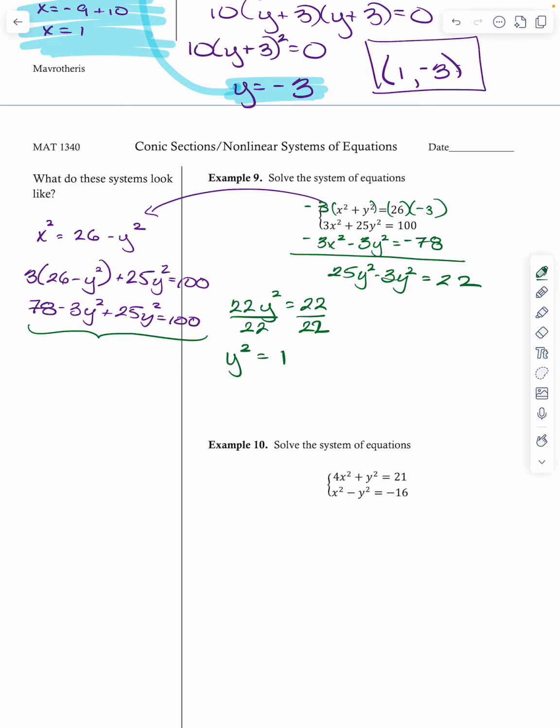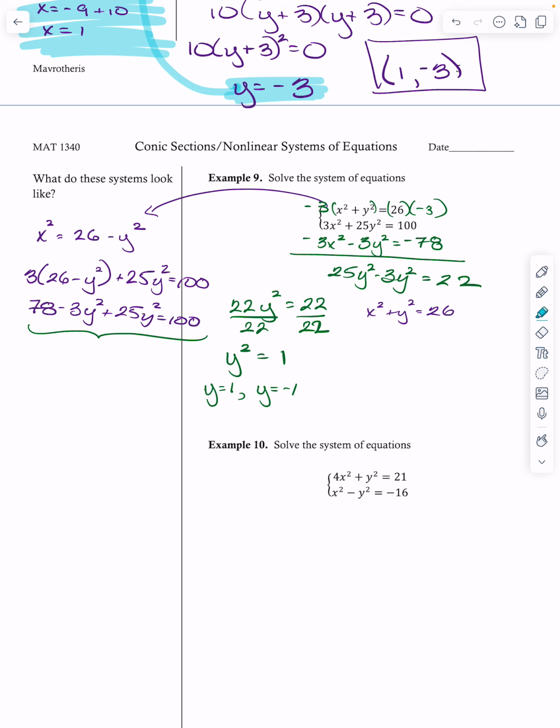This one's a little different. Y squared equals 1. If I take the square root, keep in mind I am looking for the y that makes this true. So y could be +1 or y could be -1. I've got to keep that in mind when I plug it back in up here. And I'm going to use that first equation, just because I'd rather not multiply by 3 and by 25 if I don't have to.